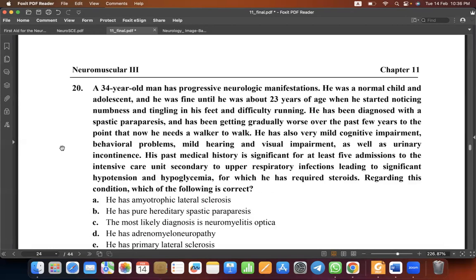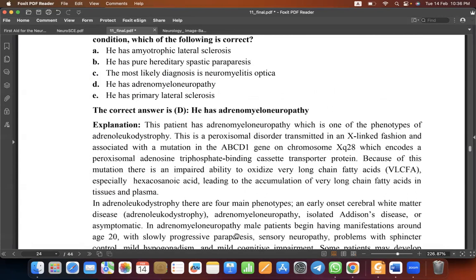The patient will have more features particularly at age greater than 20 years. So a patient having onset after 20 years, having cognitive problem, vision problem, hearing problem, Addison's, spastic weakness, is more in favor of adrenomyeloneuropathy. Primary lateral sclerosis can explain spasticity, but cannot explain hearing, vision, Addison's. Okay, neuromyelitis optica cannot explain particularly the Addison's. So always think of this peculiar condition as well.